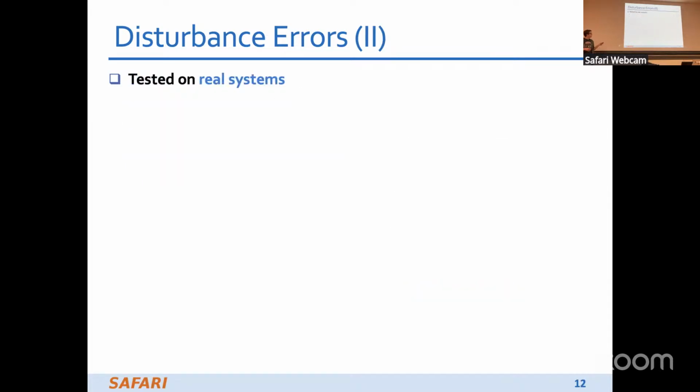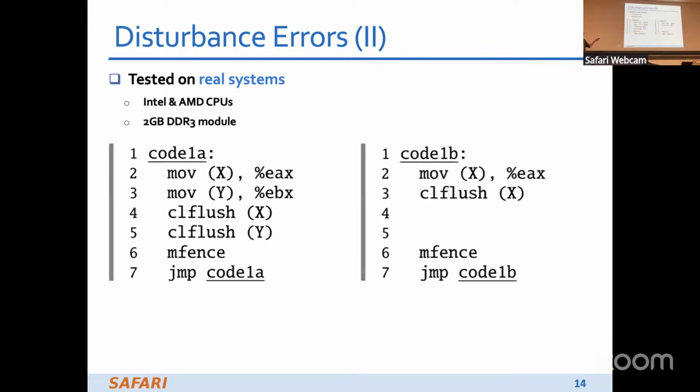The paper has tested these disturbance errors on real systems first. They used Intel and AMD CPUs and a 2 GB DDR3 module, and they tested 2 bits of code. The 2 bits of code that they tested to figure out if these disturbance errors appear on real systems are displayed here. Let's go over these code bits step by step.